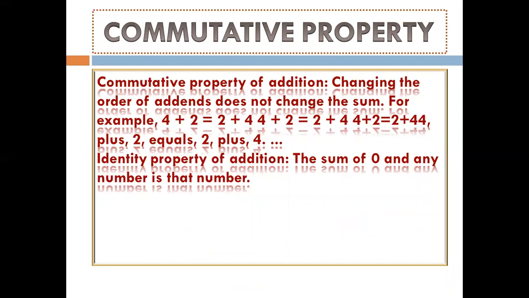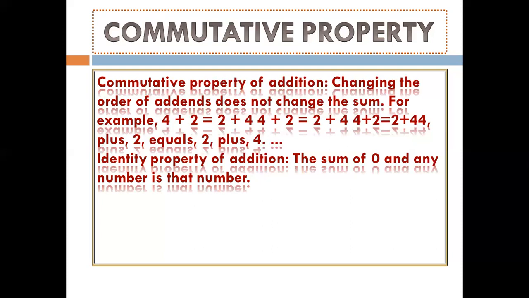Commutative property is where we have two numbers, and if we change the places of the numbers with respect to addition, then that property is called commutative property with respect to addition. Like a plus b is equal to b plus a. Only we change the place of a and b. Same here in the example, 4 plus 2 is equal to 2 plus 4. Only we change the place of 2 and 4.